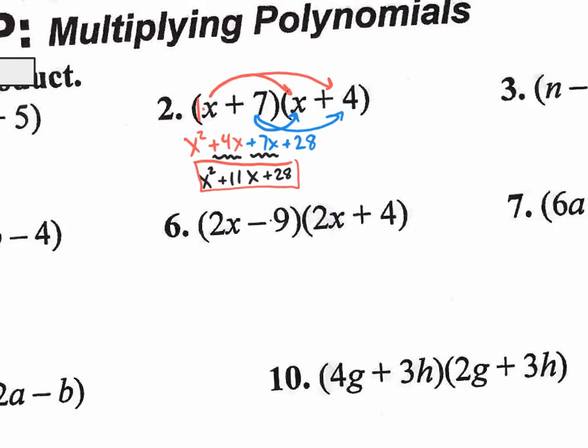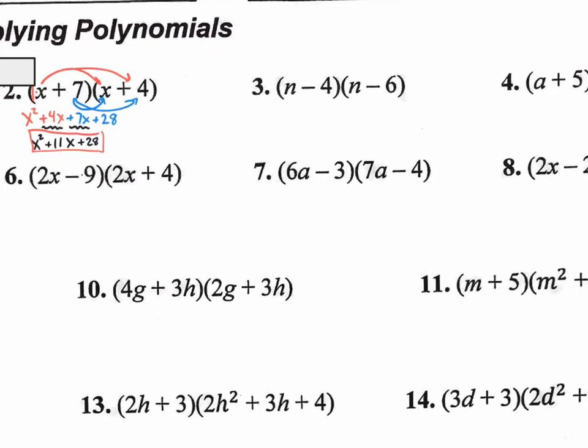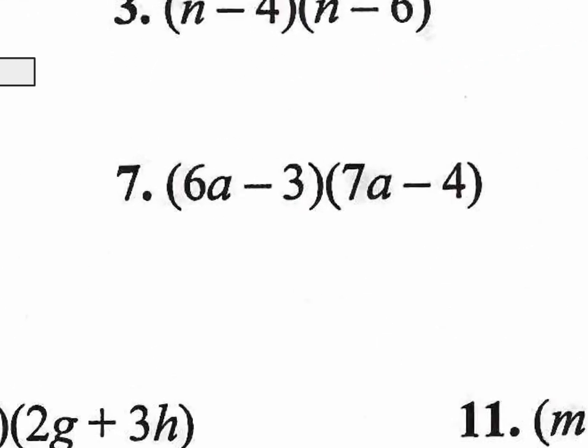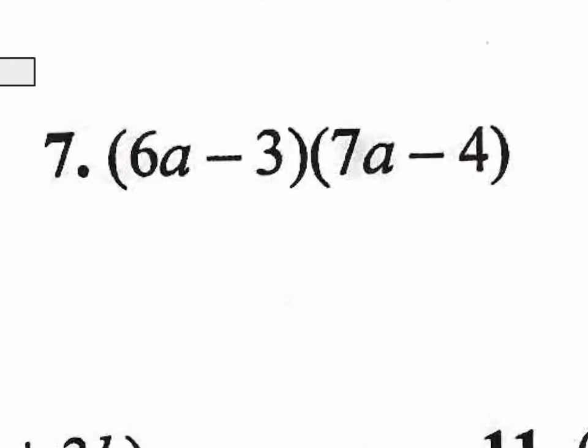Let's jump to another similar one. So number 7, it's a little bit more fun because it has coefficients in front of the variable. So once again, we're going to distribute. I might as well do this one the other method. Instead of using squiggly underlines to combine like terms, I'm actually going to line them up. So 6a times 7a. 6 times 7 is what? 42. A times a is what? A squared. So our first term is 42a squared.